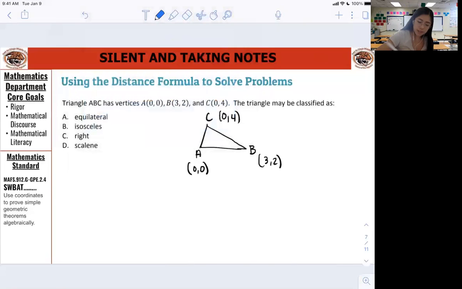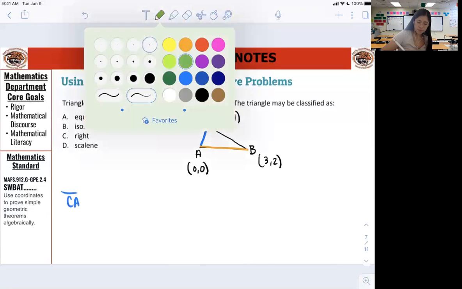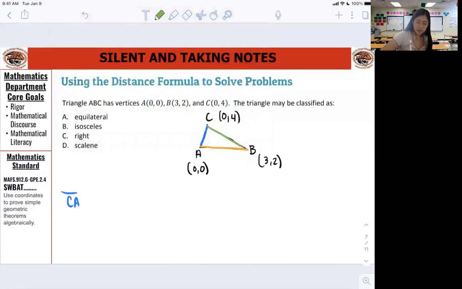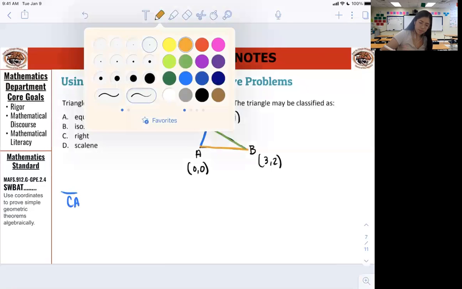All right, so let's see. CA, I'm going to split you guys up. For CA, Eric, Tyrone, and Janelle. AB is going to be Rios, Samaj, and Emily. And then the last one is going to be Jalen and Perla. So go ahead and figure out what are the distances of those three sides.